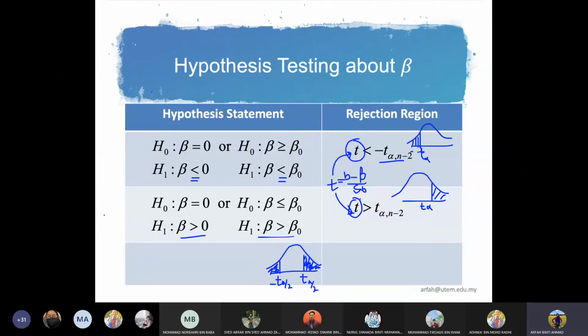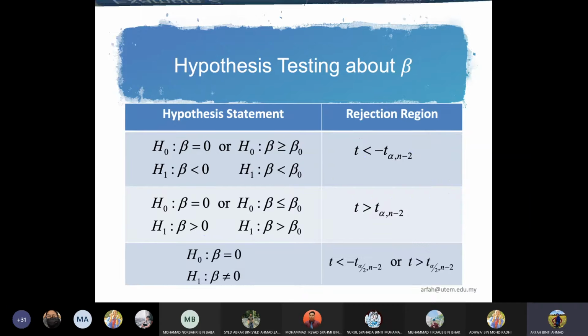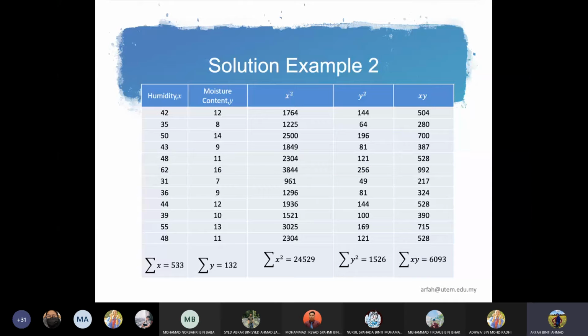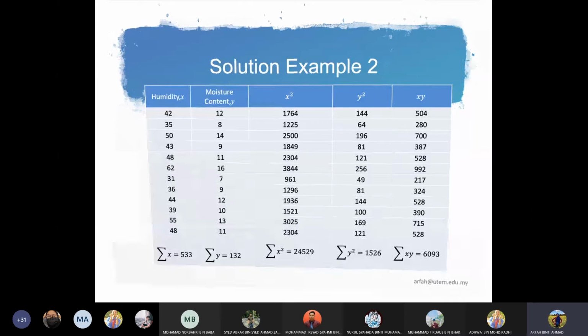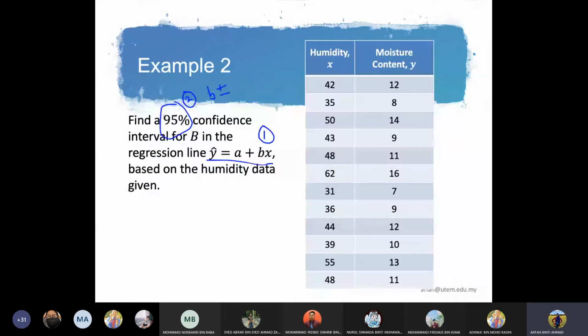Okay, this one. You are going B plus minus T alpha per 2 SB. So sebenarnya nak kira confidence interval ni, awak boleh kira guna Excel. Boleh dapat straight answer, and also y hat A tambah BX ni pun boleh dapat guna Excel, straightforward.